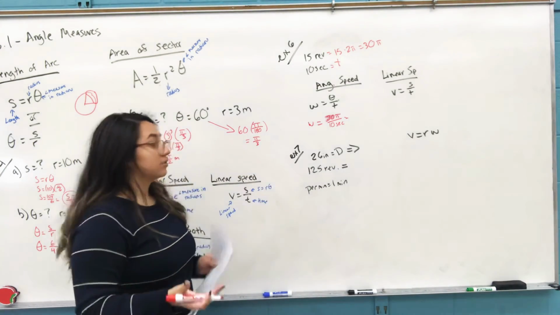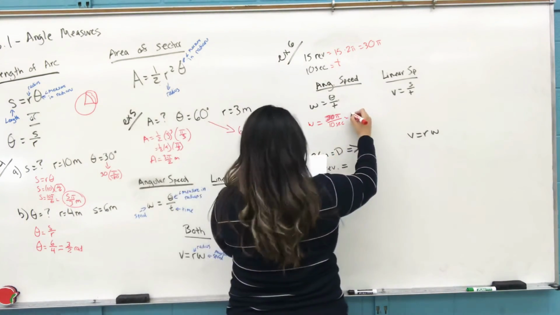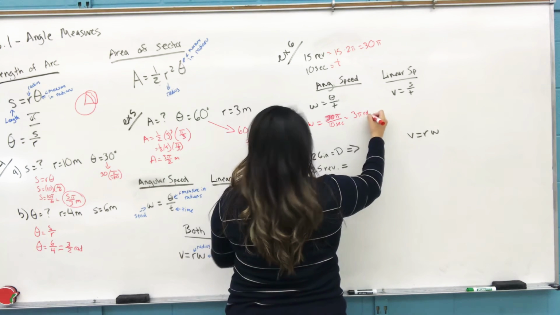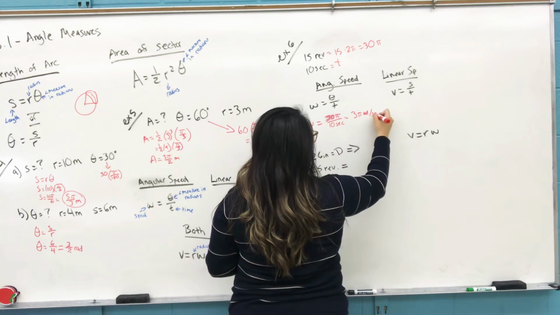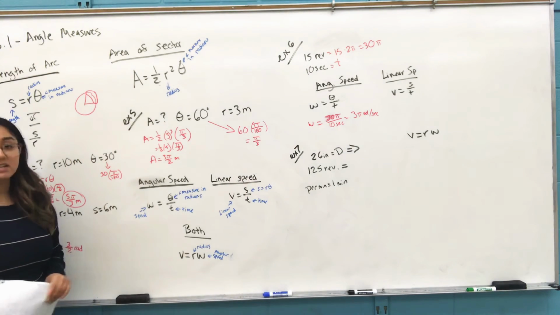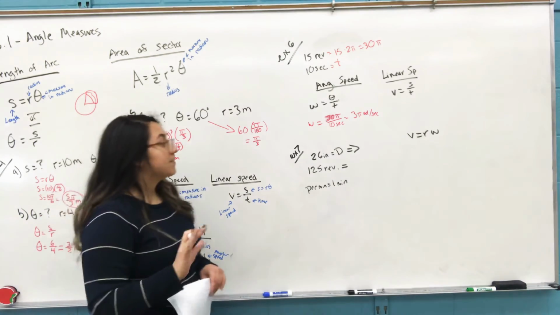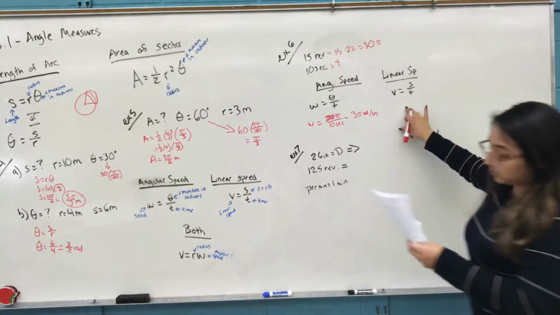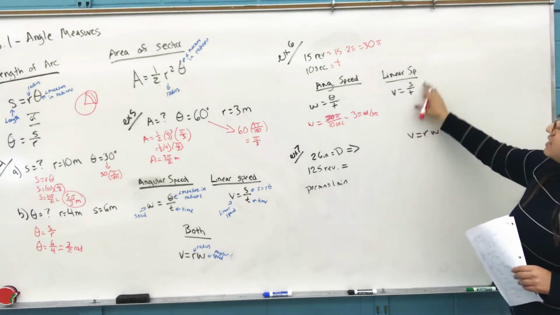You can simplify that. 30 over 10, that is equal to 3π, and in this case it will be radians per second. So that is considered your angular speed. Again, you're not going to label the measurement there, so 3π radians is good enough for your homework. The next one here, we have the linear speed.